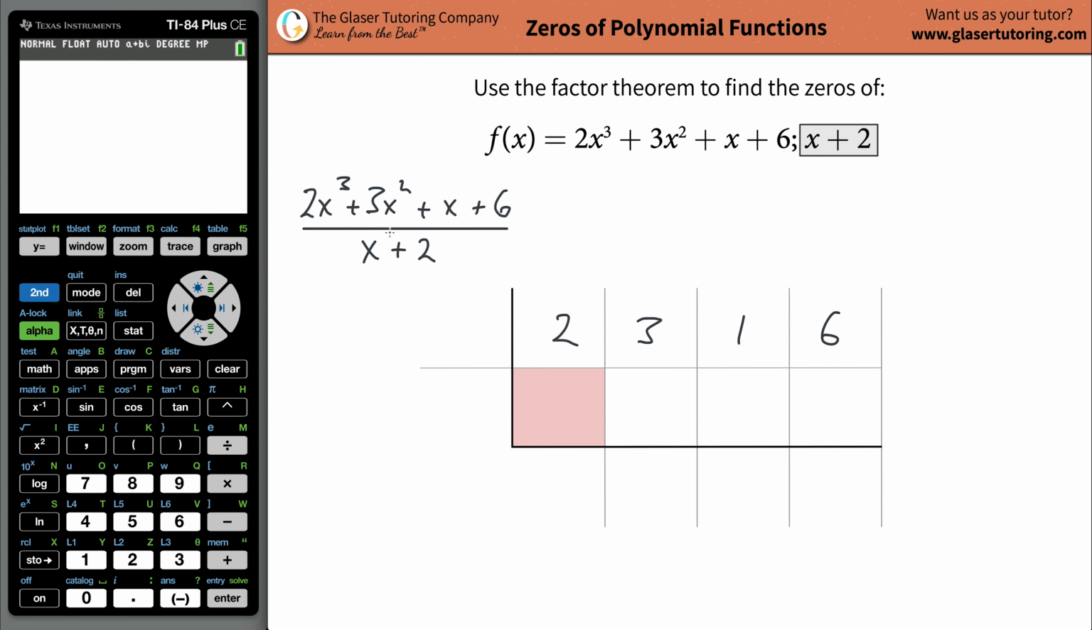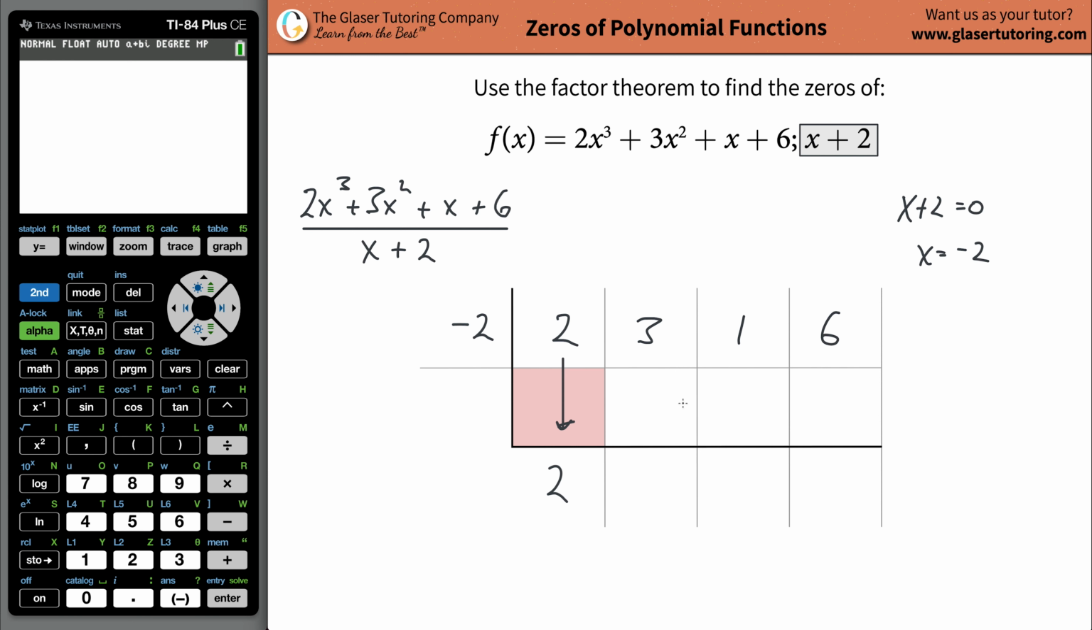Then you have to figure out what number goes here. In order to do that, basically just take your divisor, set it equal to 0, so x plus 2 equals 0, and solve it for x. You would subtract 2 on both sides, and this turns out to be the value you're going to plug into here. So -2. Now you're going to follow the following series of steps. You're going to drop this first number straight on down all the way to the bottom. That's supposed to be an arrow. There you go.